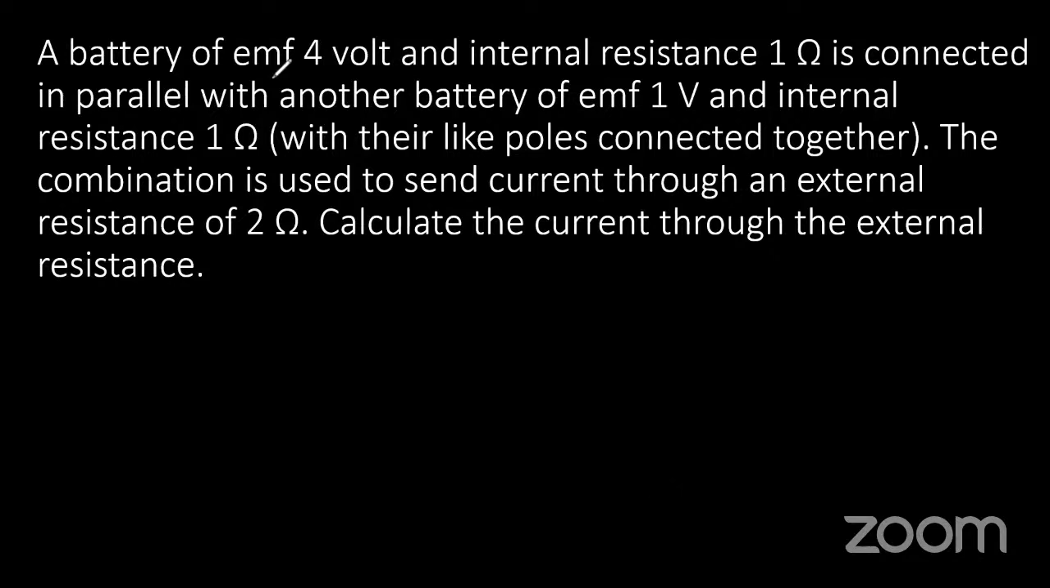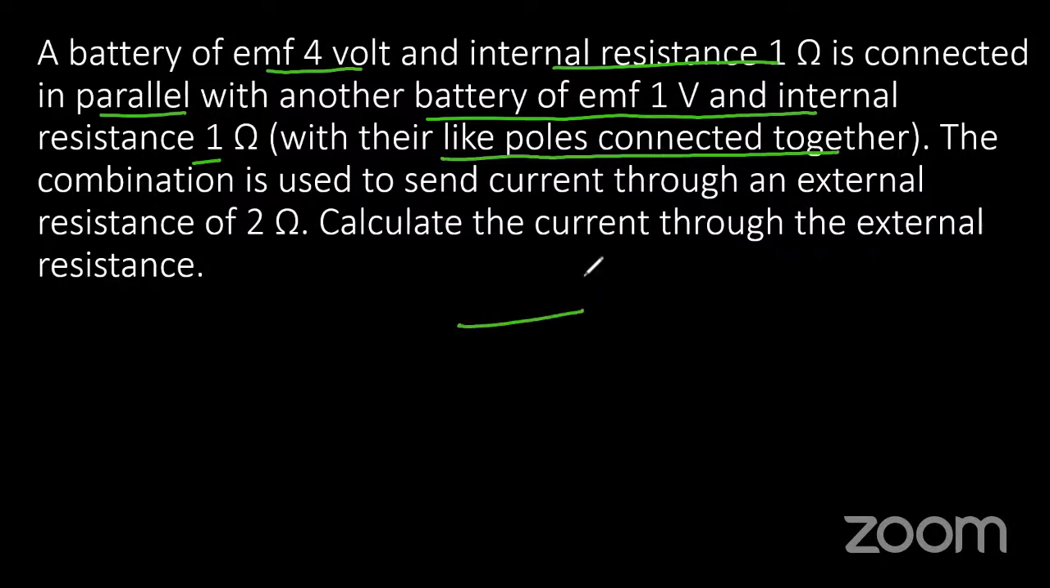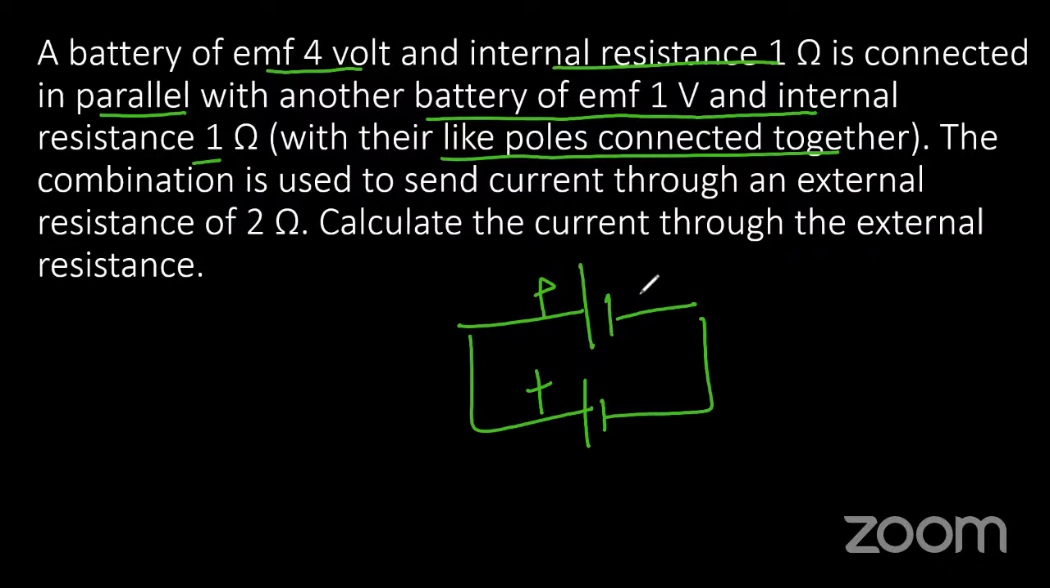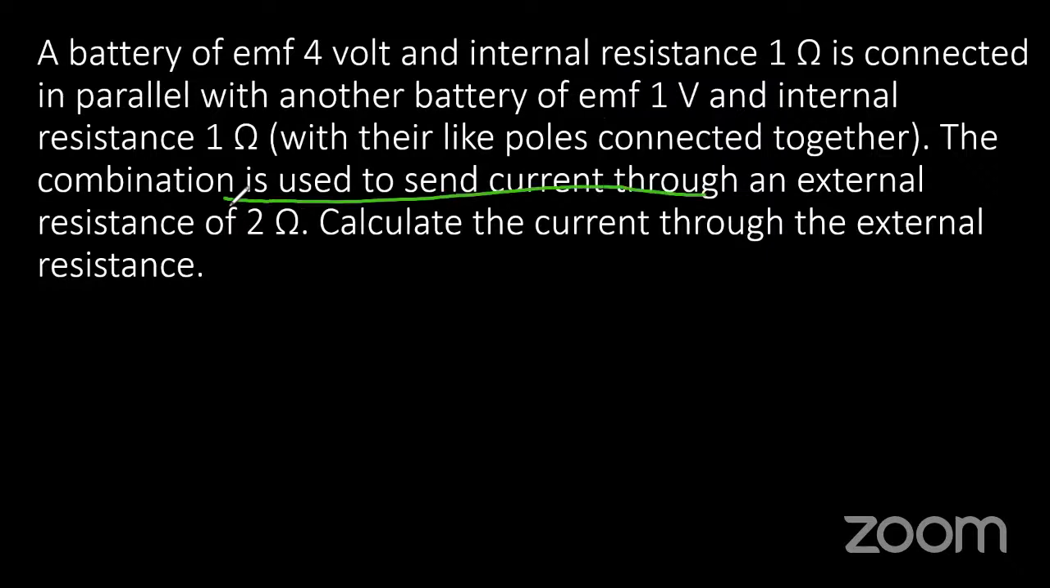A battery of EMF 4 volt and internal resistance 1 ohm is connected in parallel with another battery of 1 volt and internal resistance 1 ohm. ठीक है, with their like poles connected together. मतलब like poles are connected together. Positive positive are connected and negative negative connected. This is known as the like poles. The combination is used to send the current to an external resistor of 2 ohm. Calculate the current to the external resistor.